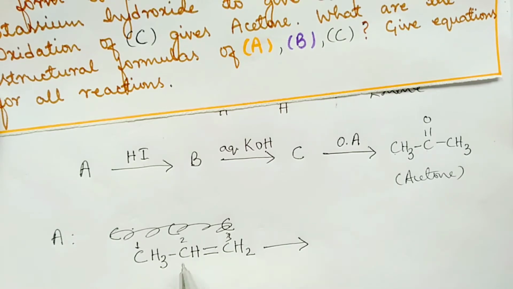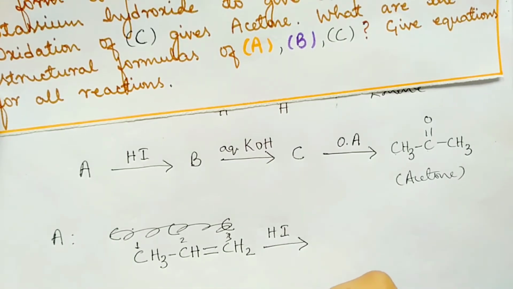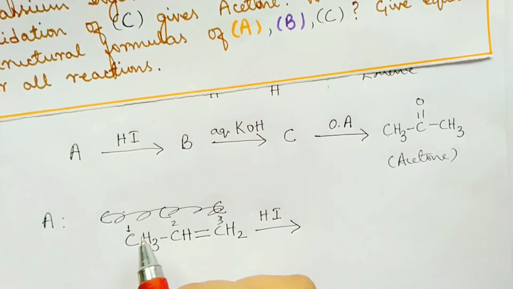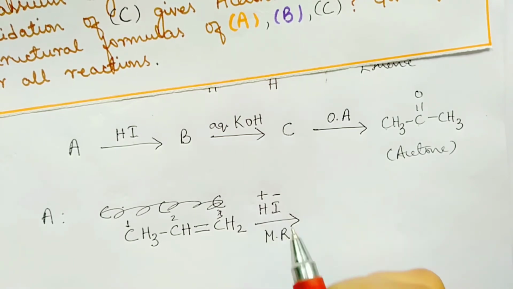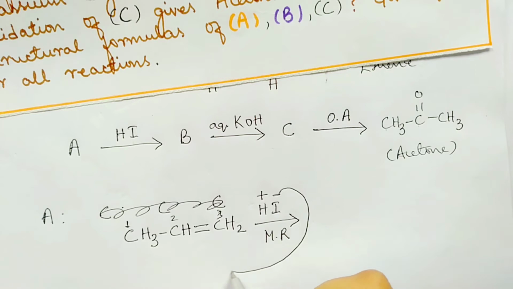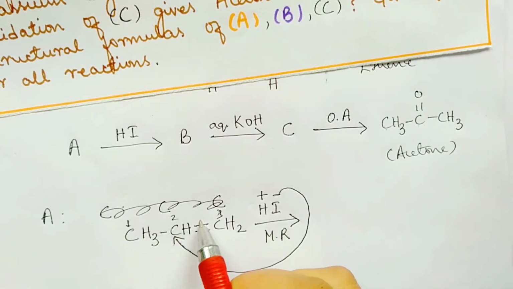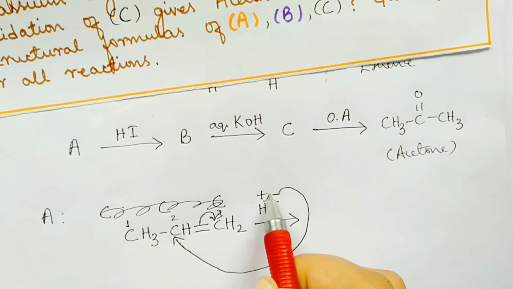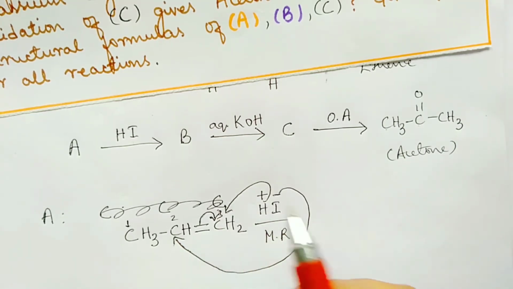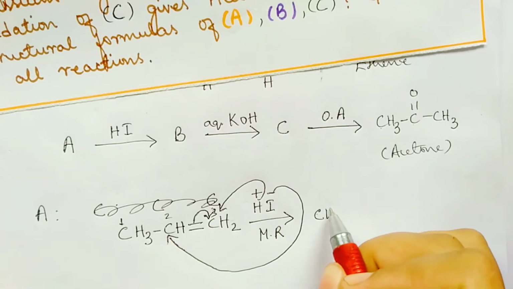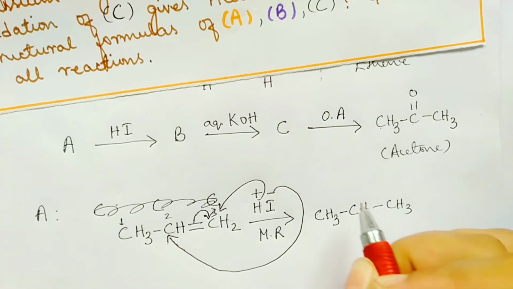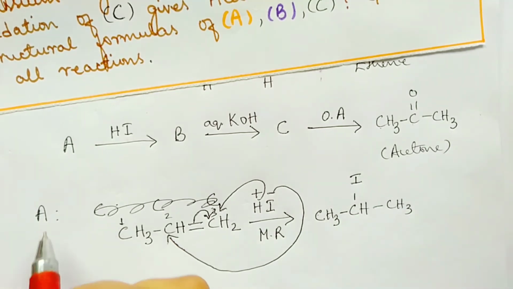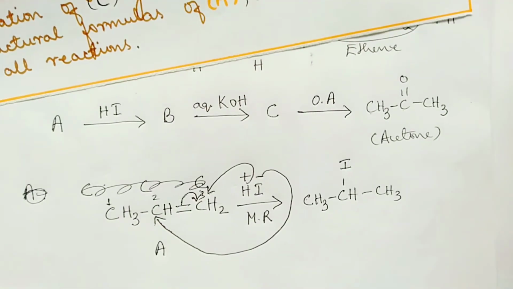Your compound A, you treat this one with hydrogen iodide. You want to get compound B. Here you have to follow Markovnikov rule. This is positive, negative. That means the negative part goes to the carbon which is less hydrogenated, and the electrons from this bond shift here, and the positive goes to the carbon which is more hydrogenated. Then what do we have? CH3, CH, CH3 and then I. Okay, this is your compound A, this is your compound B.